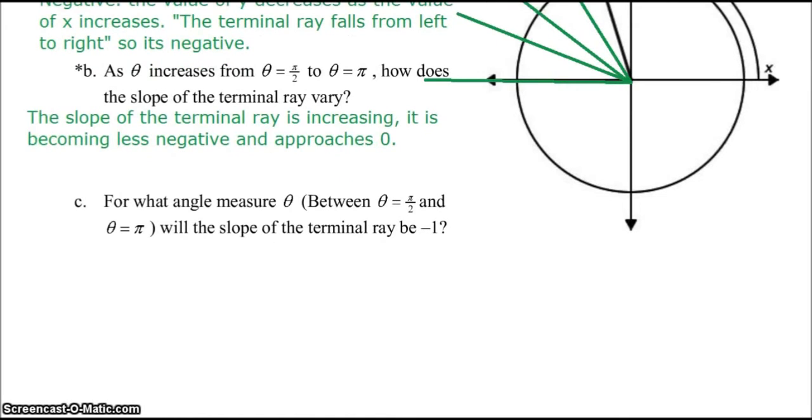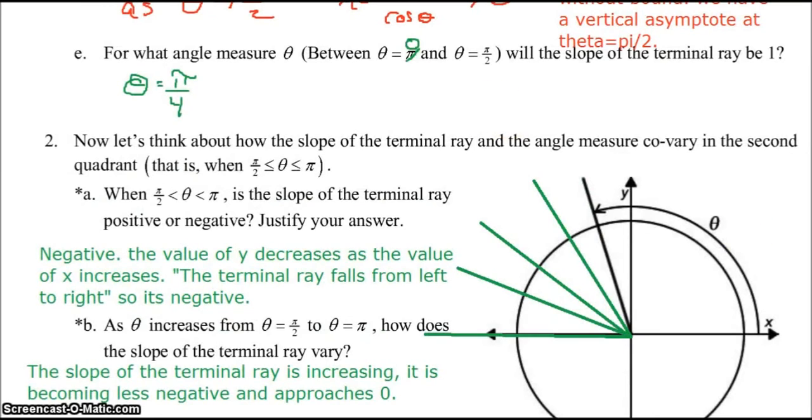For what angle measure theta between theta equals pi over 2 and theta equals pi will the slope of the terminal ray be -1? We're going to have -1 somewhere right in the middle. And that's, let's see, a quarter of the top half of the circumference away. So pi over 4, 2 pi over 4, 3 pi over 4 is that angle.